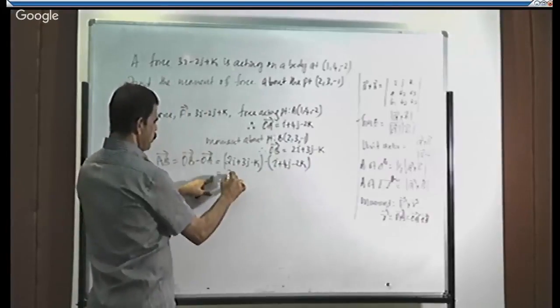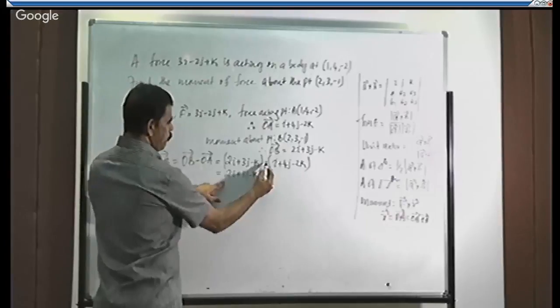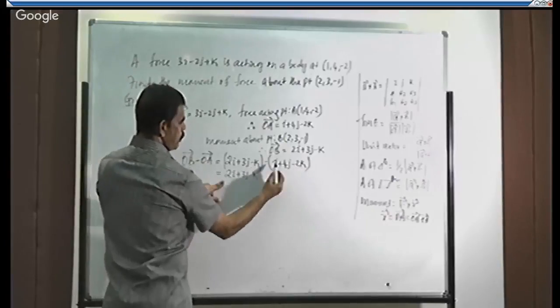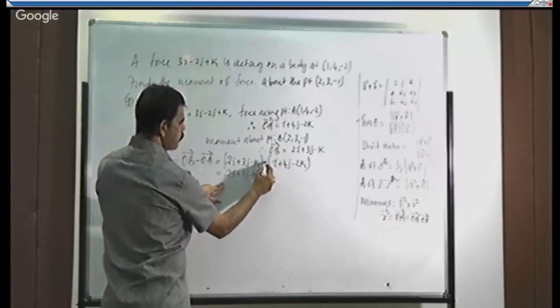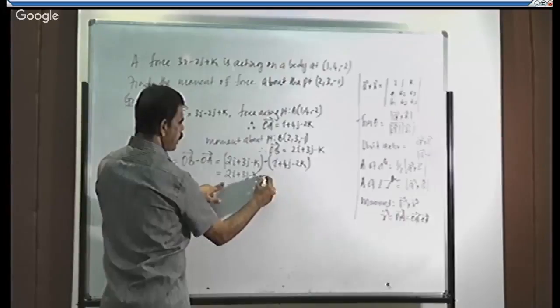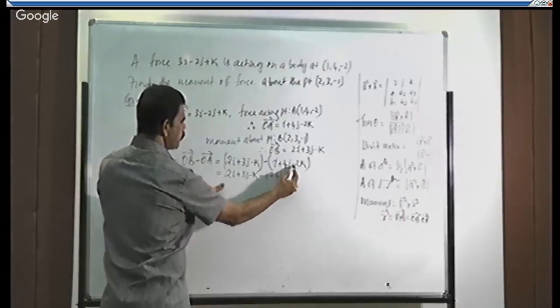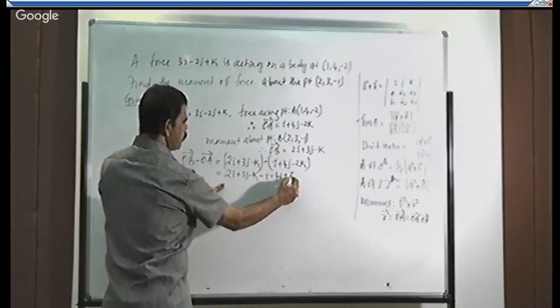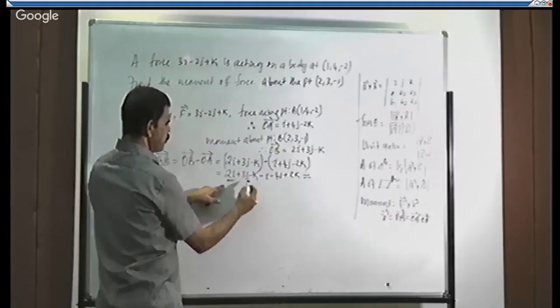Remove the bracket. 2i plus 3j minus k, minus of the second bracket. That means all the terms in the second bracket will change sign because we are multiplying with minus. So minus i, minus into plus minus 4j, minus into minus plus 2k.